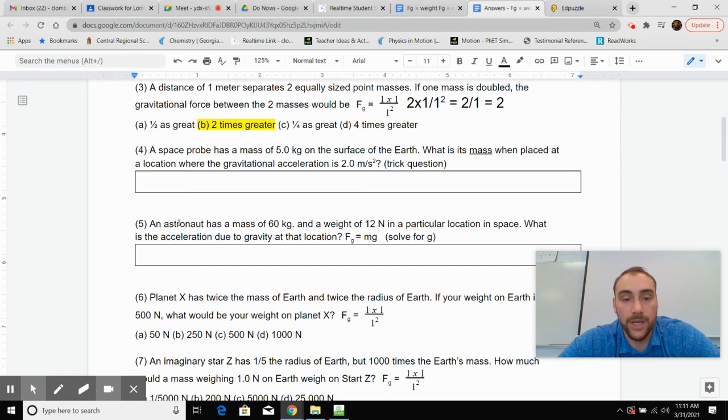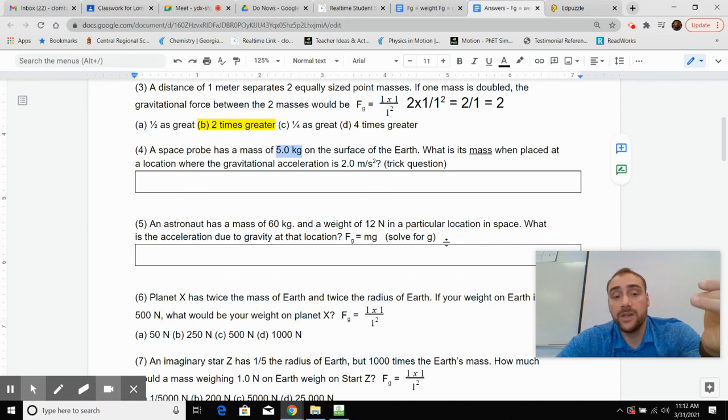Now, since we're taking something here that has a mass of 5 kilograms and we're just changing it to a different position, I'm still asking about mass. I didn't ask about the weight. So what should the answer be? What is the mass of this object? Well, if it's 5 kilograms on Earth, it's going to be 5 kilograms on the moon, wherever. So yeah, 4, the answer would be 5 kilograms.